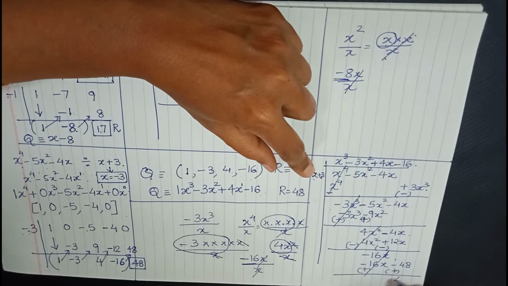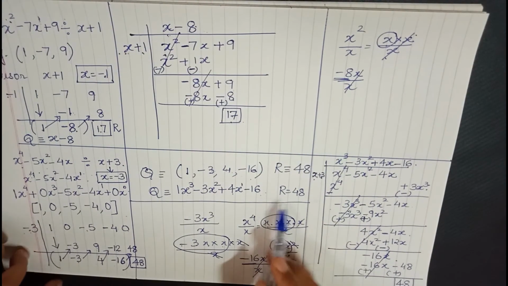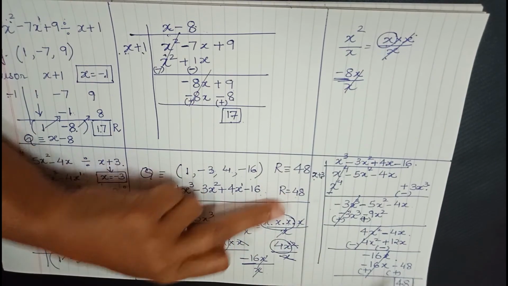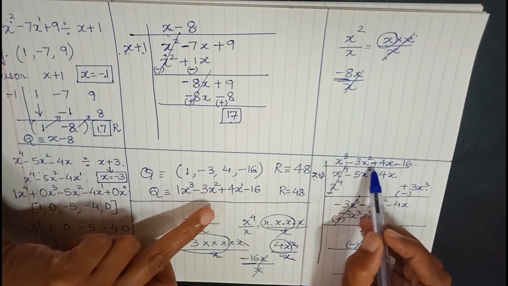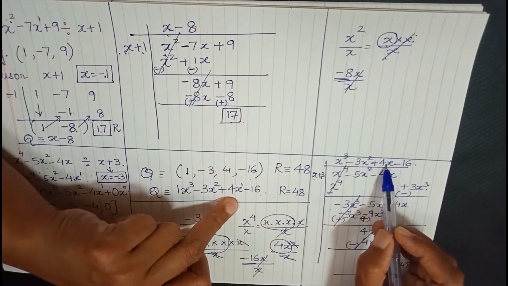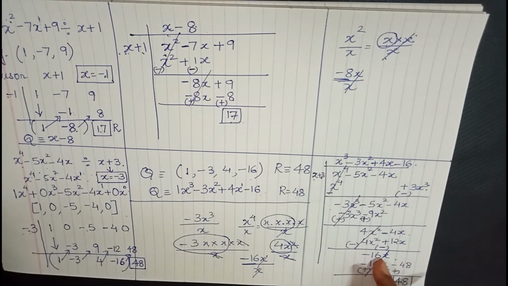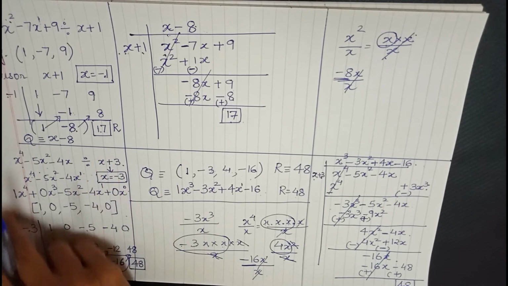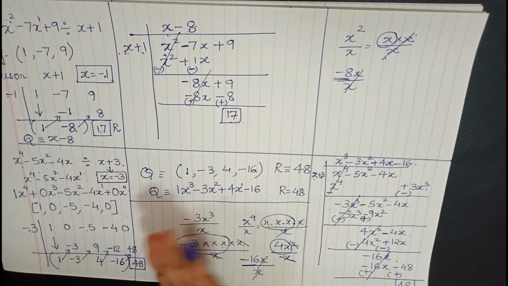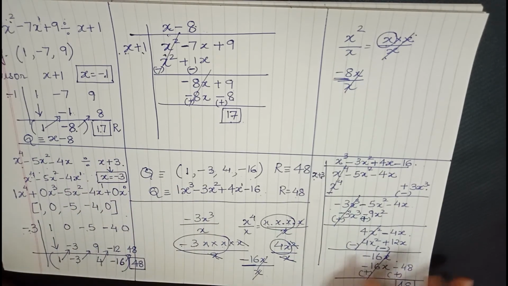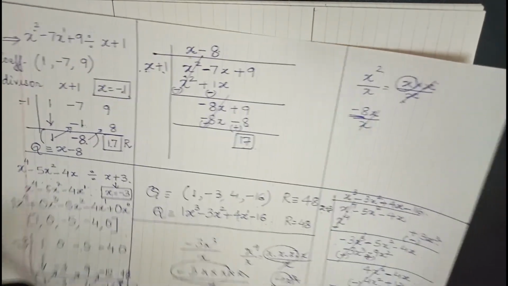This gets cancelled and 48 is your remainder. Just check, here also we got 48 remainder. x cube minus 3x square plus 4x minus 16. So instead of doing such a huge division, just by converting into the coefficient form and doing the division, we can easily get the answer for the division. So let's just see a few more examples.